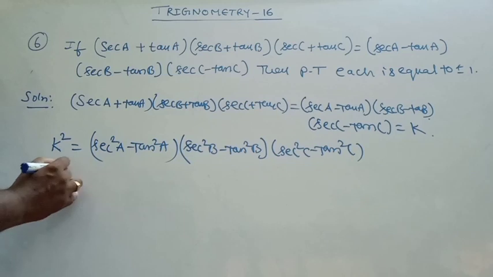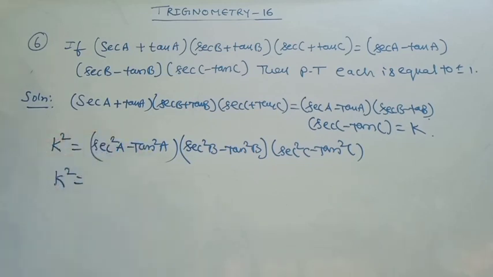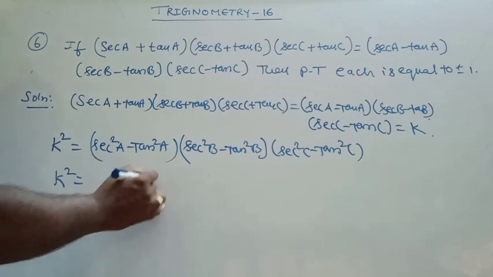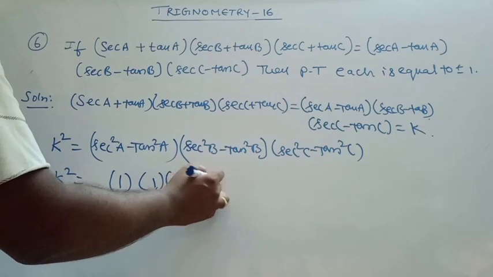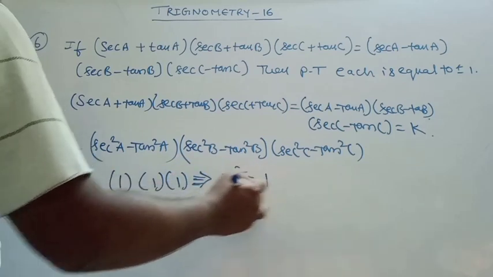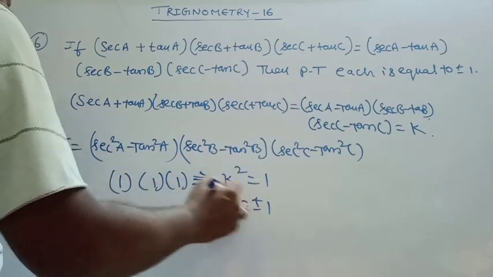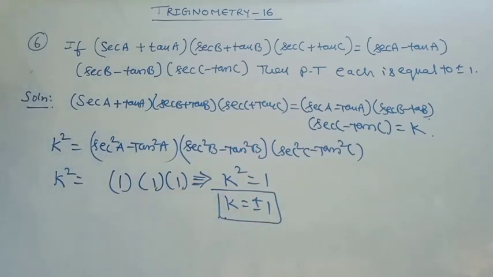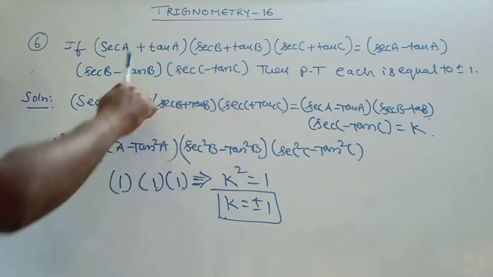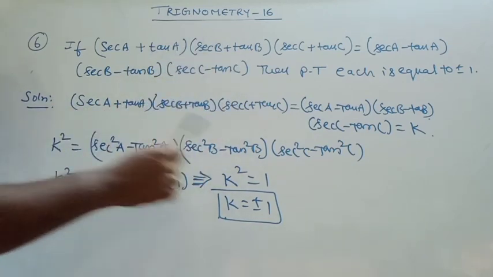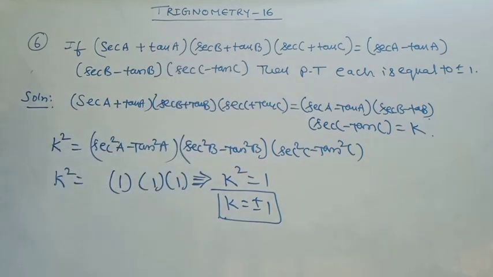And now K square is equal to, using the square relation, secant square A minus tan square A equals 1. So 1 into 1 into 1. From that we can say K square equals 1, so K is equal to plus or minus 1. K is nothing but each of them, this one and that one. Now you have proved that each one is equal to plus or minus 1. In this beautiful way, you can do these problems very nicely.